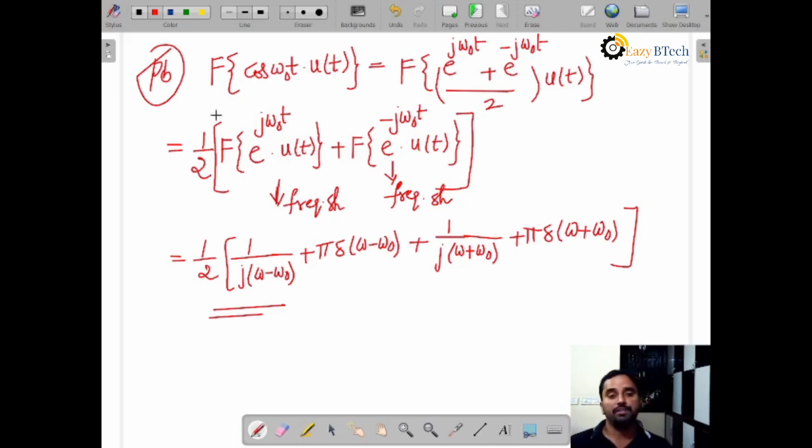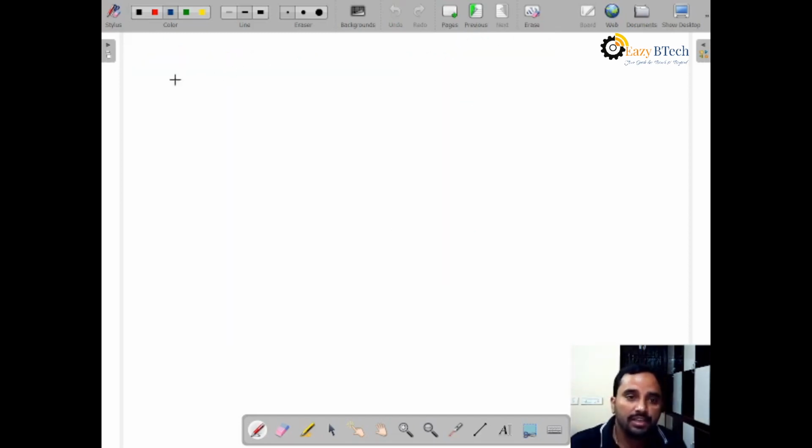For example, if you want cos 3t u of t, omega naught is equal to how much? 3. Here 3, 3, 3. Very, very simple, we can do easily. Okay, let's take another problem.